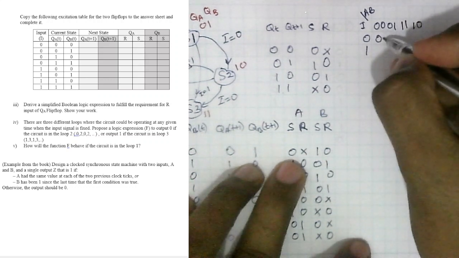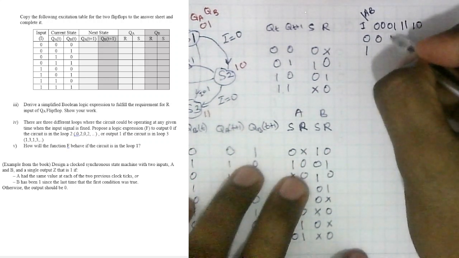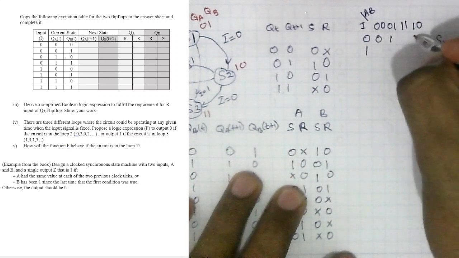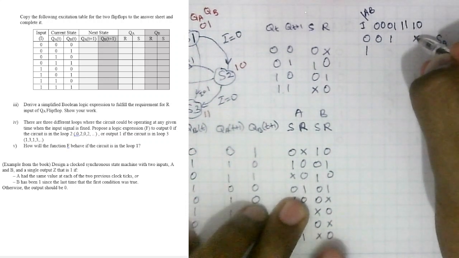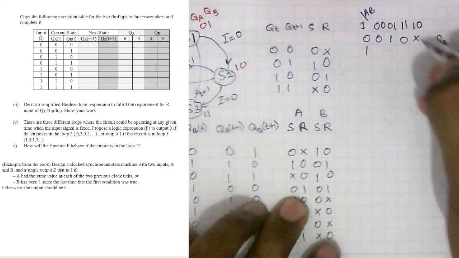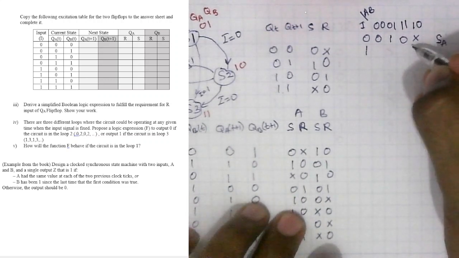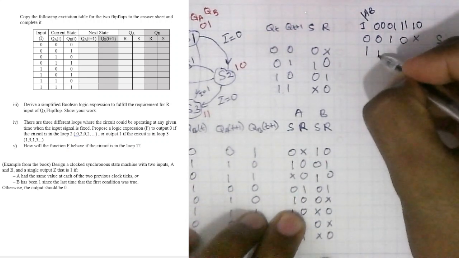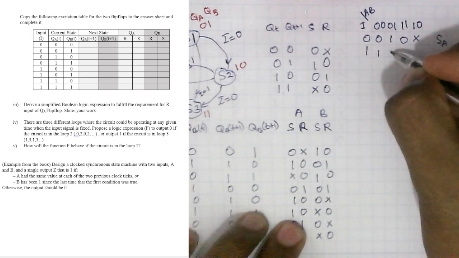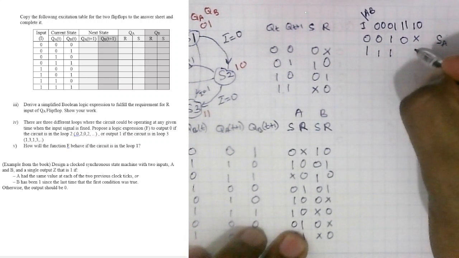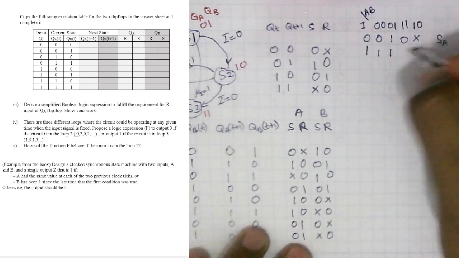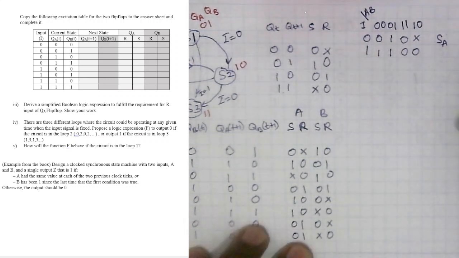This one is 0, 1, this one is don't care, 3 is going to be 0, right? Then the fourth position is 1, the fifth position is going to be 1, the sixth position is 0, the seventh position is 0, right?